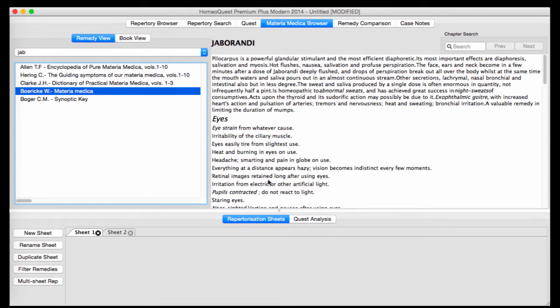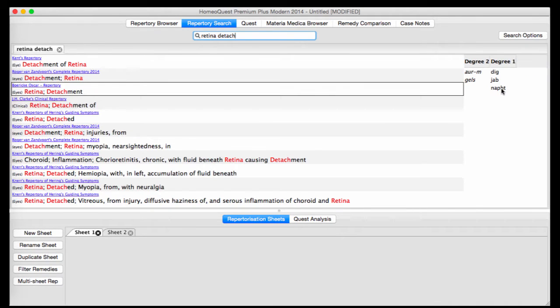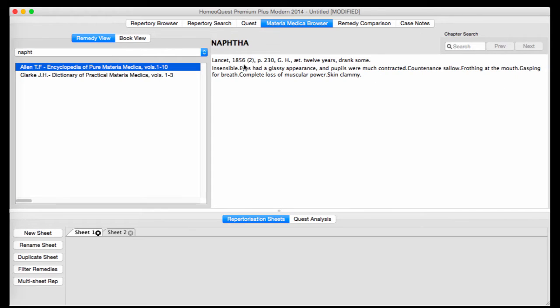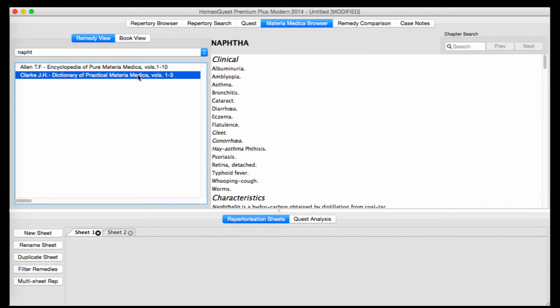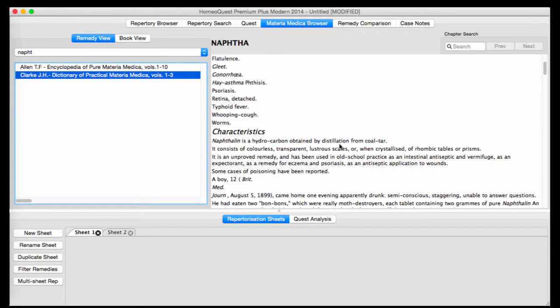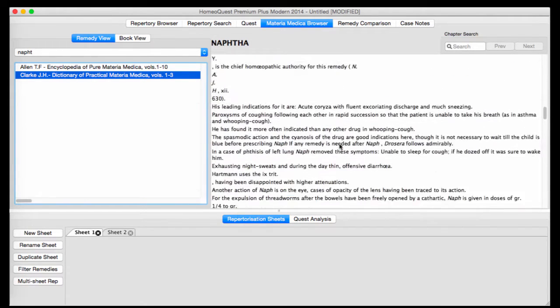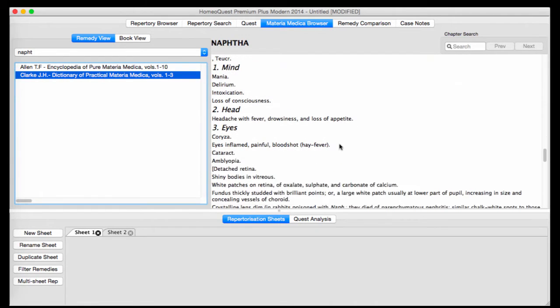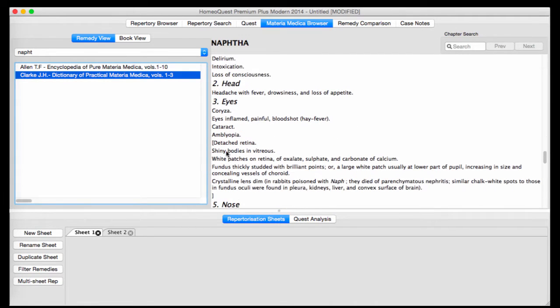Let's look at irritation from electric or artificial light. If you go back and look at naphtha, again, insensible, eyes have a glassy appearance, pupils are much contracted. In Clarke, you will find something about it being a hydrocarbon obtained from coal tar. And then if you check more into the eyes, you'll find detached retina, shiny body in vitreous, white patches on the retina of oxalate, sulfate, carbonate of calcium.